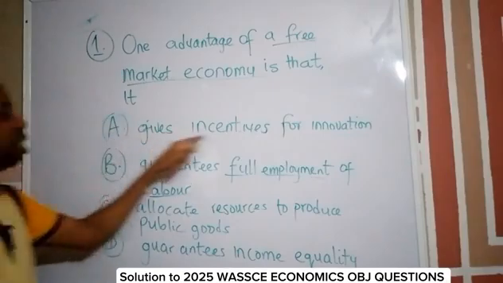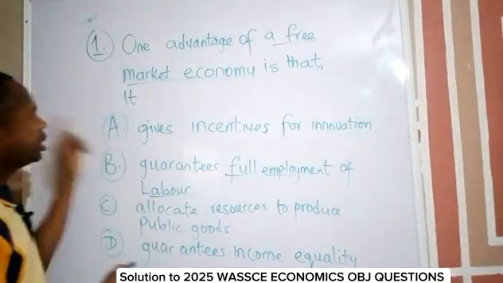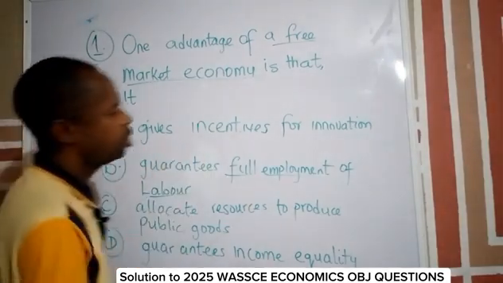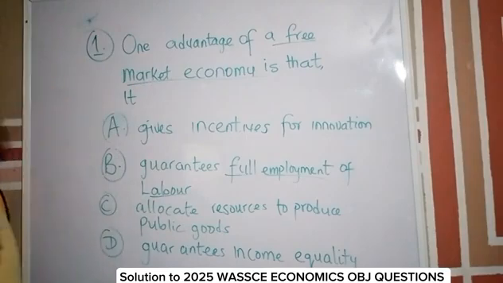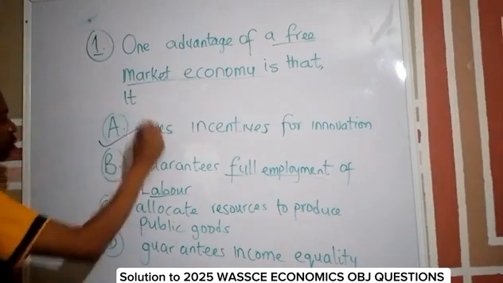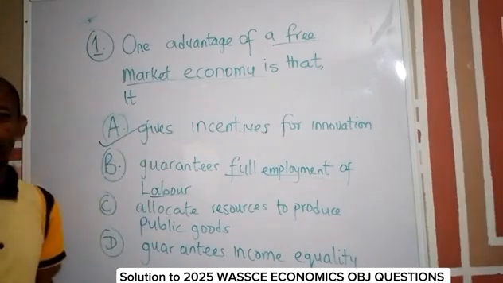Now, A, gives incentive for innovation. Yes, it gives incentive for innovation, and that can only be achieved under the market economy system, I mean, a free market economy system. So A is the correct option. So let's move on to the second question.